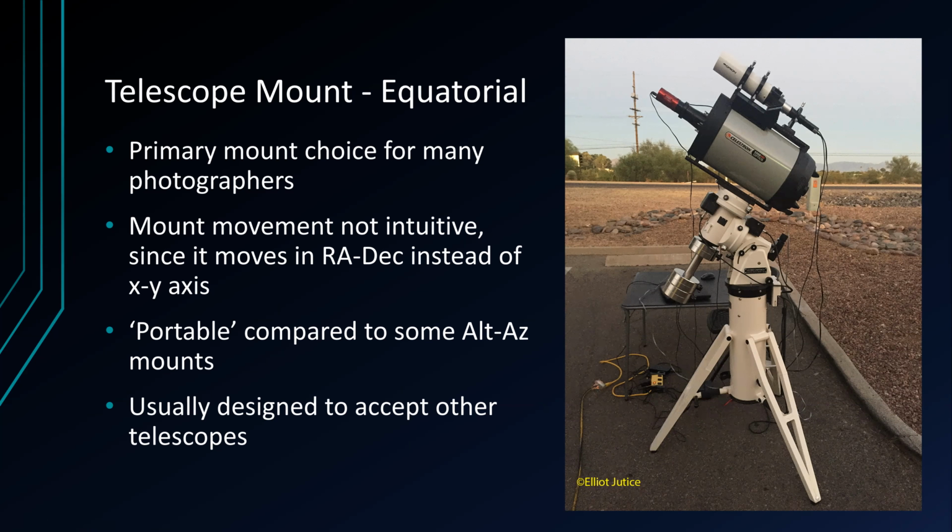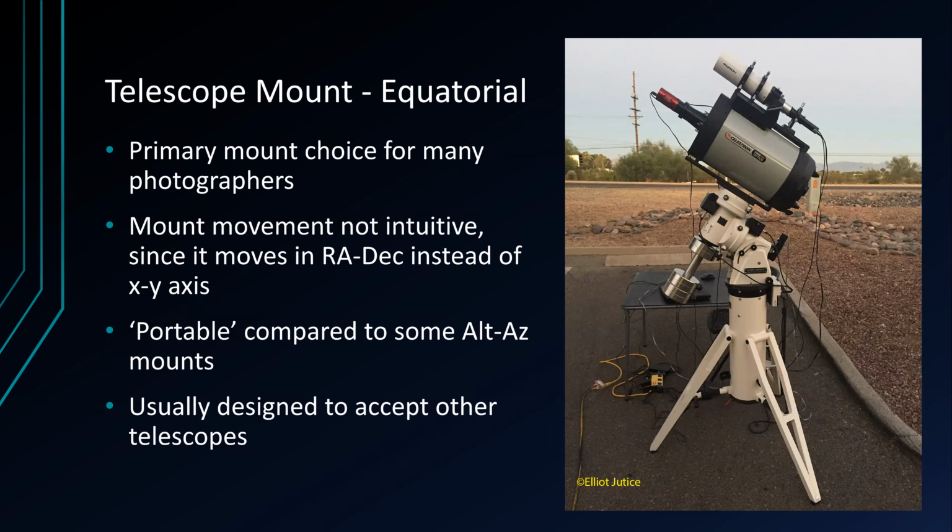These can be more involved to set up and tear down, mostly because you have the counterweight here on the front. This is a very heavy duty mount. They make smaller ones than this, but you have the counterweights and the counterweight bar. You have to polar align the scope, because these scopes always have to be facing close to Polaris in order to align them. And there's just a little bit more going on in terms of mechanics that you have to adjust to when using the scope.